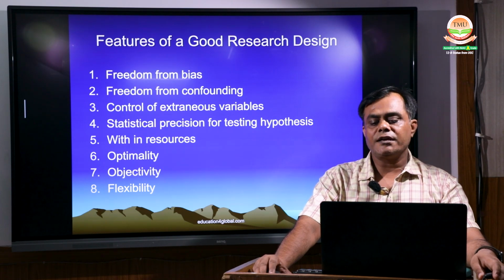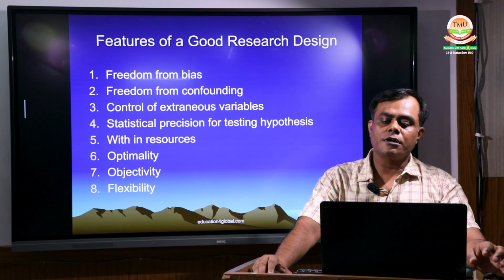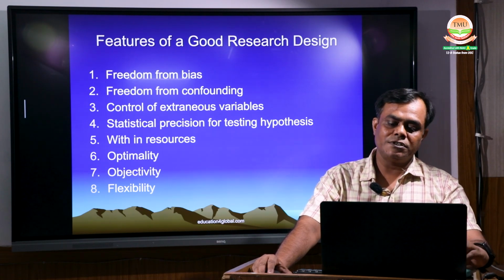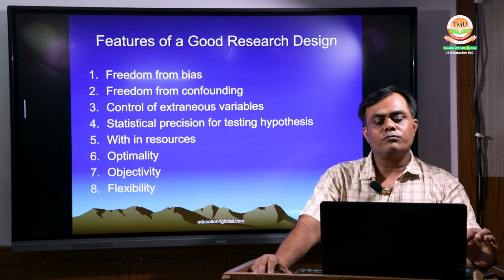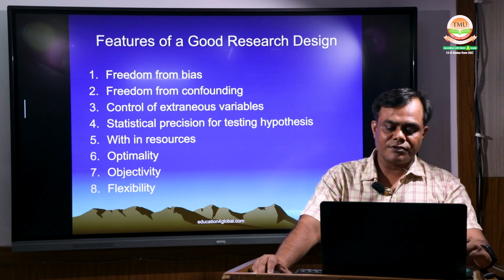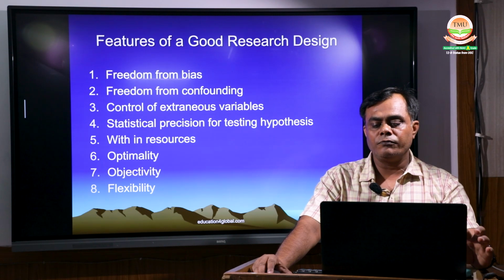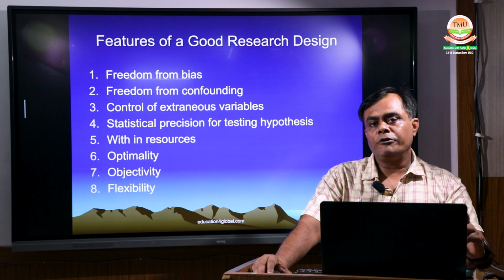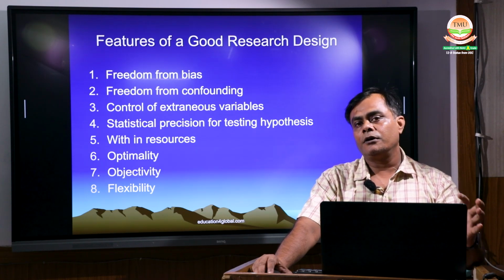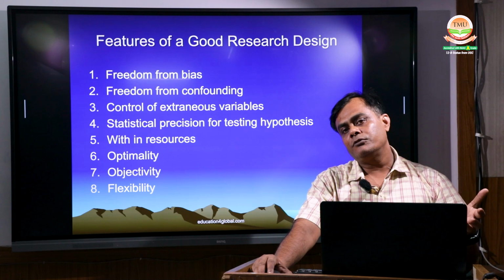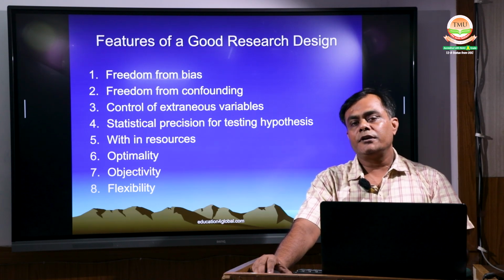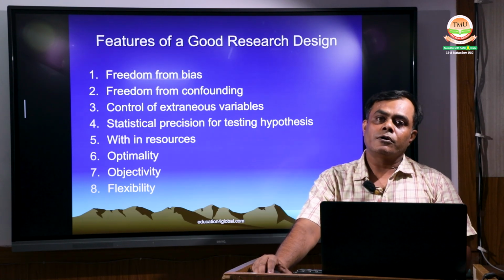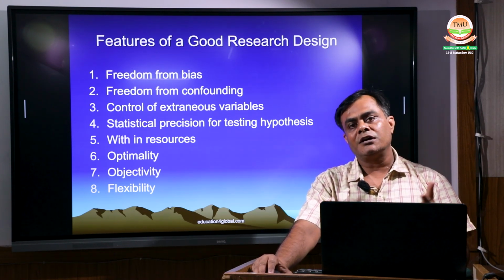There is nothing like a completely correct design or a completely incorrect design. We cannot say that any design is completely correct or completely incorrect. A design may work very well for one research problem and may not work at all for another. So design is crucial. We cannot say that one design that is really good for one research problem might also be good for another research activity or problem.